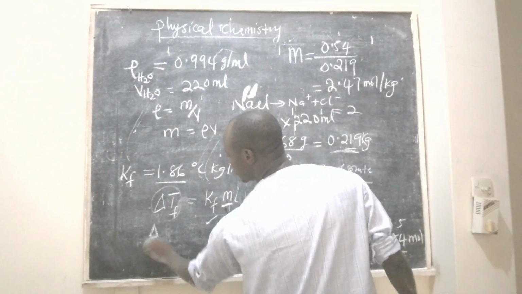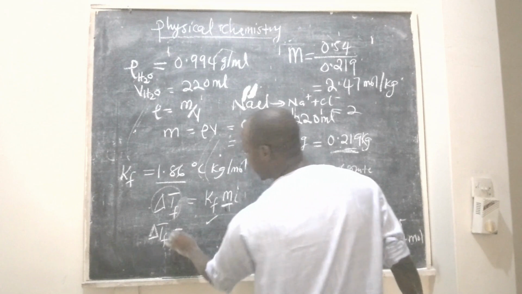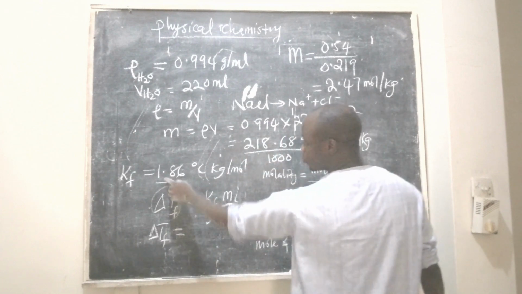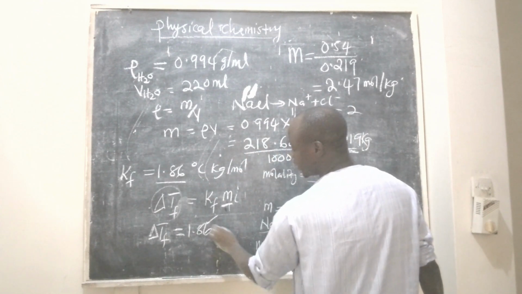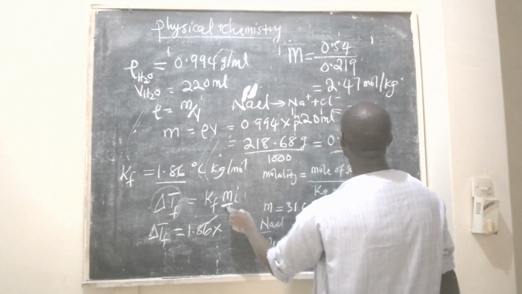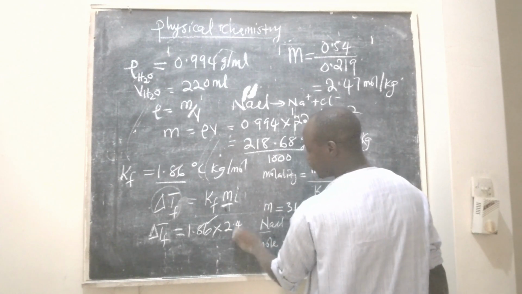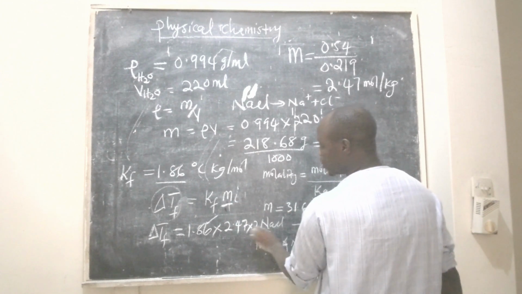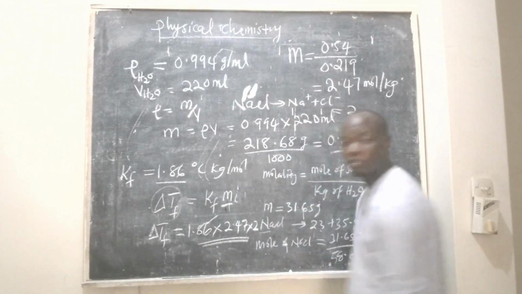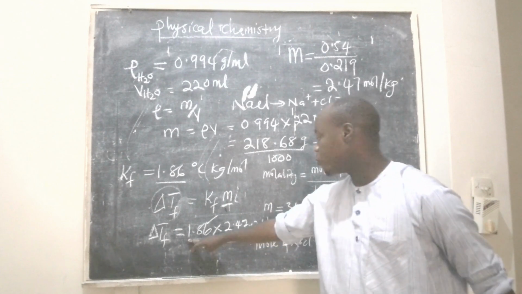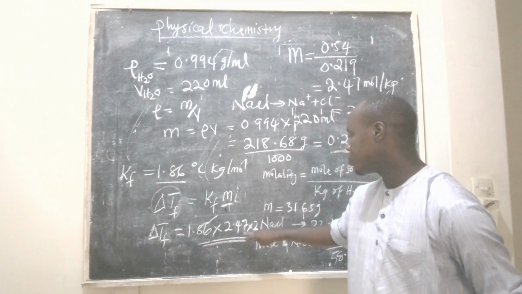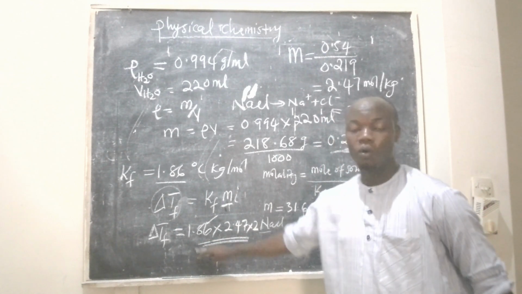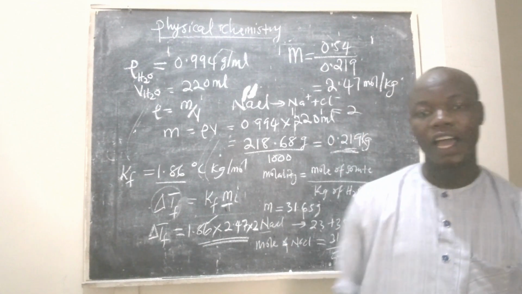So therefore we now have ΔTf is equal to our Kf, which is 1.86, times our m, which is 2.47, then times our i, which is 2. So after we press the calculator, 1.86 times 2.47 times 2, we are going to get our final answer.